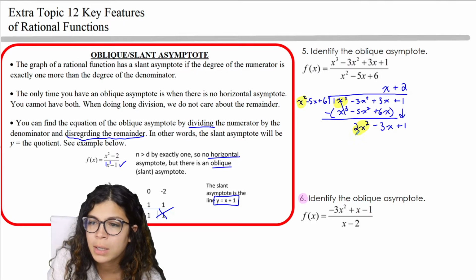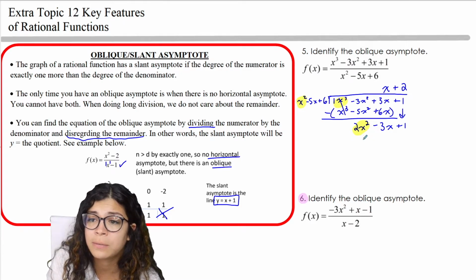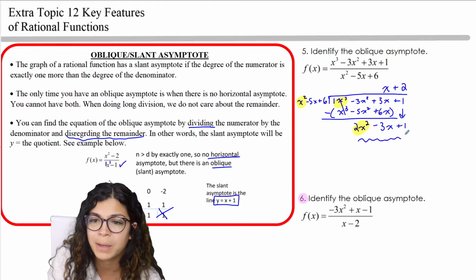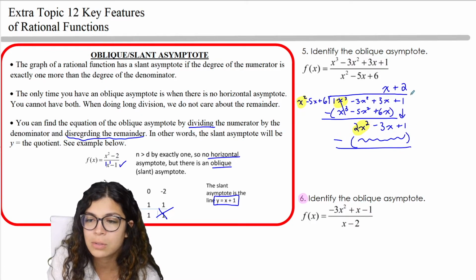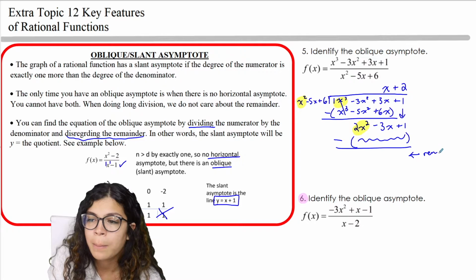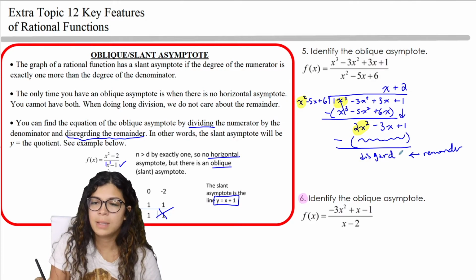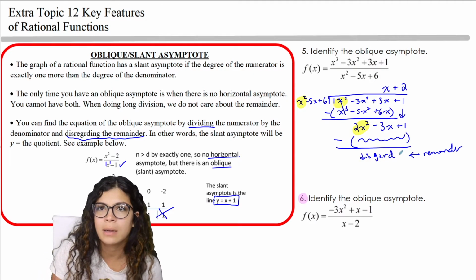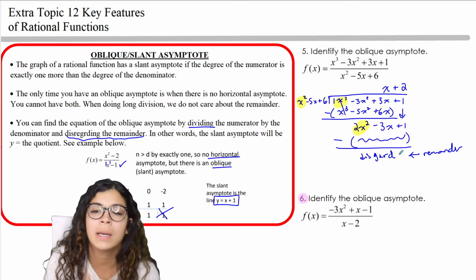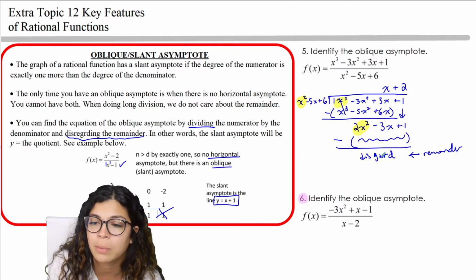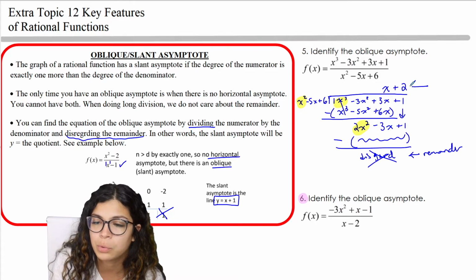2 times 2x squared. Actually, I don't even need to do this part. I just need to find what it is, because whatever I get here for multiplying 2 times this, I would then subtract these two, and then I don't have anything else to bring down. So this would be my remainder. But I disregard my remainder anyway. So it's no use in me doing all the math because that information is not going to be useful for me anyway. All I care about is the oblique, and I disregard the remainder anyway. So here is my quotient. So the oblique asymptote would be y equals x plus 2.